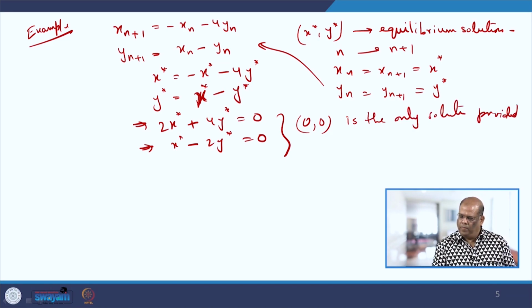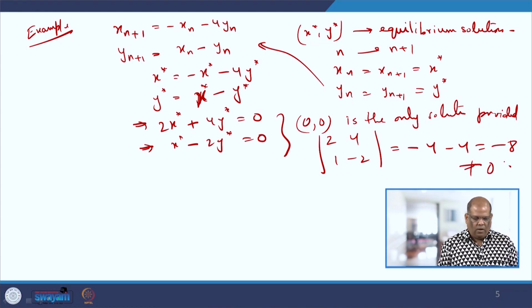provided the determinant of this coefficient matrix, which is 2, 4, 1, minus 2, that is minus 4 minus 4 is minus 8, not equal to 0. So, 0, 0 is the only solution or the unique solution of this system, and 0, 0 is the equilibrium point. Now, you check for stability, and for that I need the coefficient matrix A, which is minus 1, minus 4, 1, minus 1.